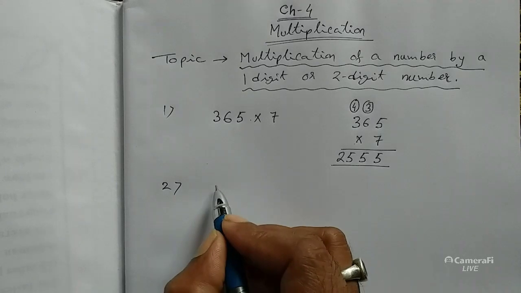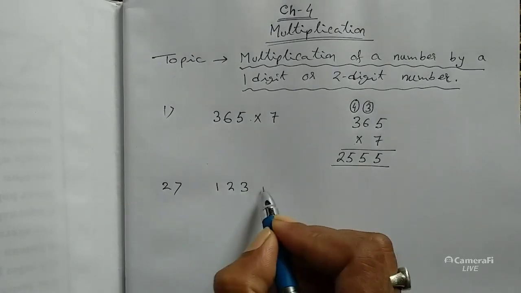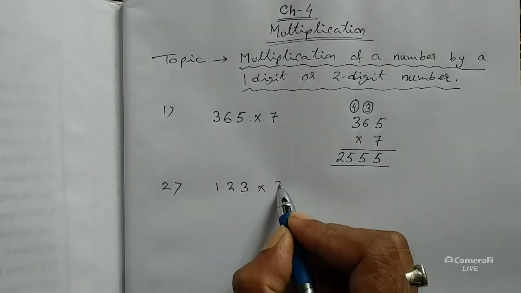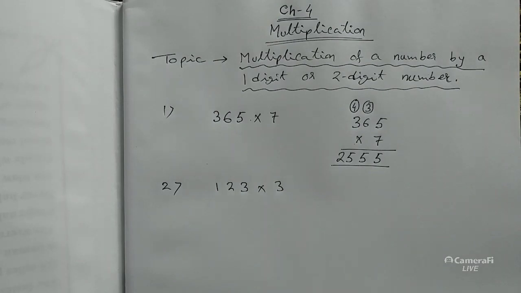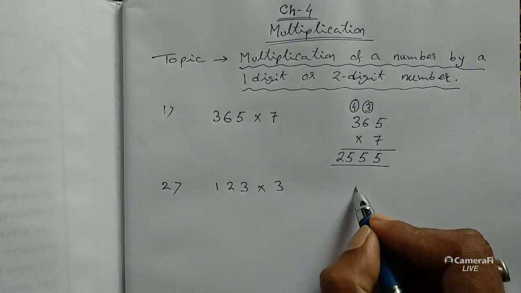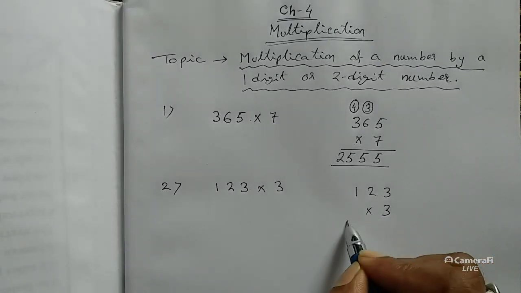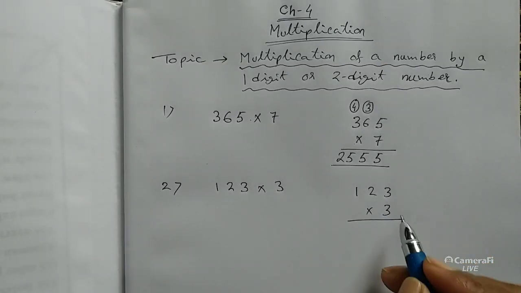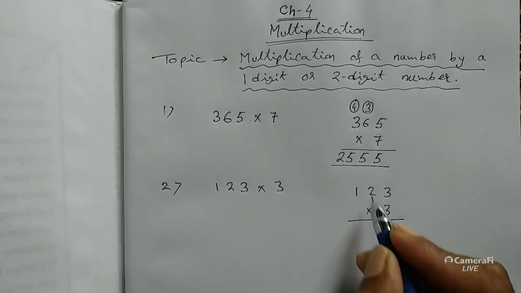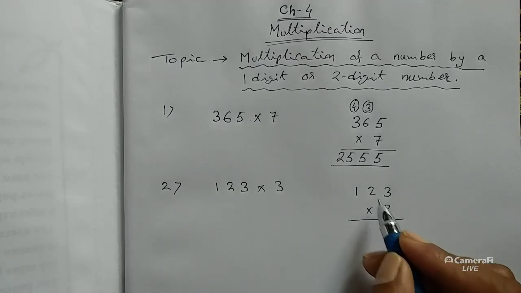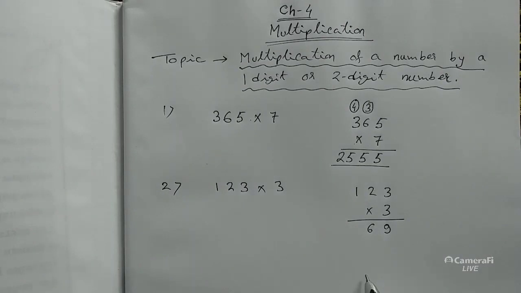Another example, suppose you have to multiply 123 by 3. Proceed the same way. 123 we have to multiply by 3. So here 3 3s are 9, no carry thereafter. 3 2s are 6, again no carry. 3 1s are 3. So we get 369.